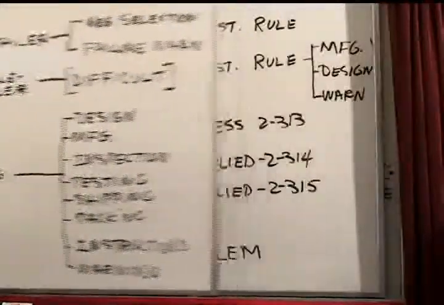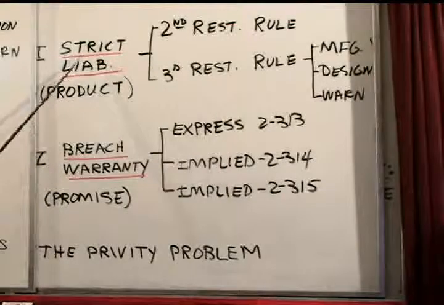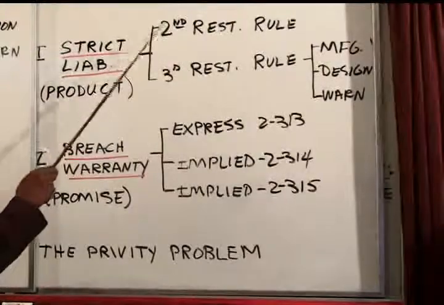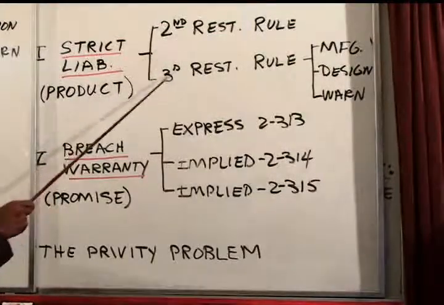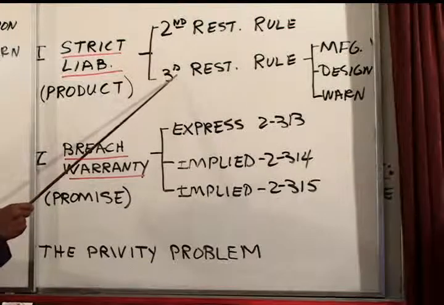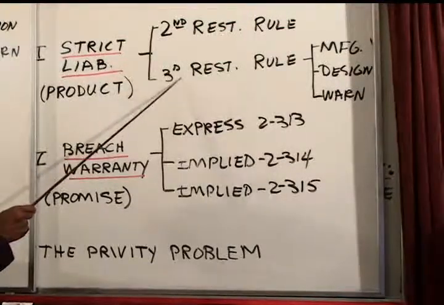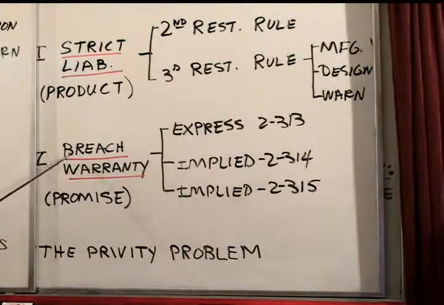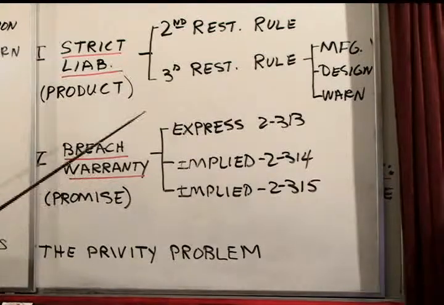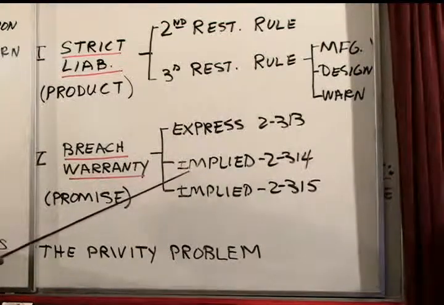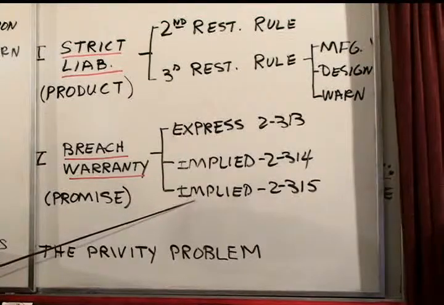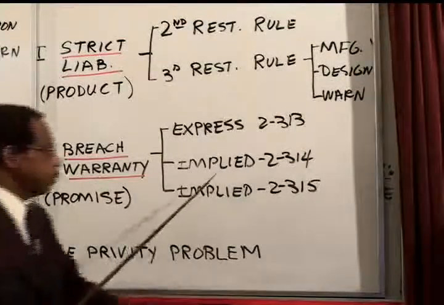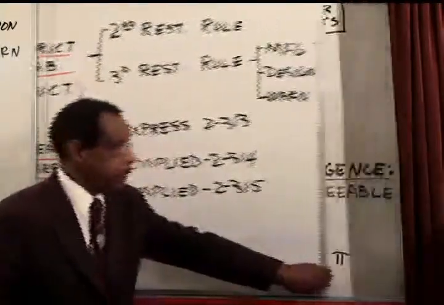Strict liability is the next theory, and the rules for strict liability, there are rules in the second restatement, rules in the third restatement. You should do them both on the exam because the third restatement has been adopted by a lot of states now and is growing rapidly. The third theory, breach of warranty, three kinds of warranty: express warranty, implied that the product is merchantable, implied that the product is fit for a particular purpose. And one can sue for breaches of those, but there's a privity problem with these warranty cases.